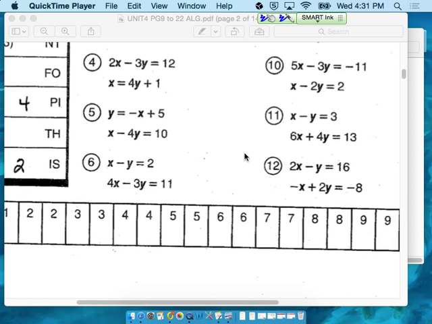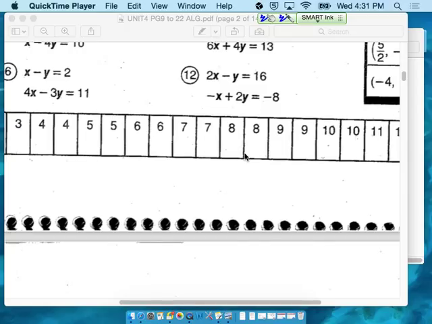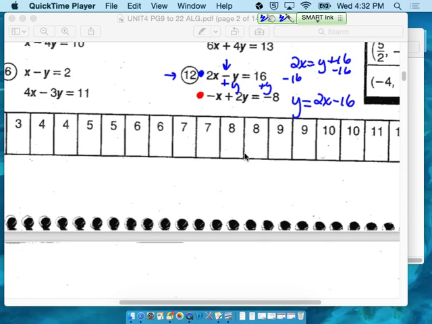Let's do number 12. Okay, in number 12, I don't have a lead coefficient of positive 1 on any of the variables. So if I color code my equations with blue and red, I do have coefficients of negative 1. So if I take this first equation and I try to isolate the y, I could add the y to both sides, and I have this, 2x equaling y plus 16, and then I would subtract 16 from both sides, so y would equal 2x minus 16.